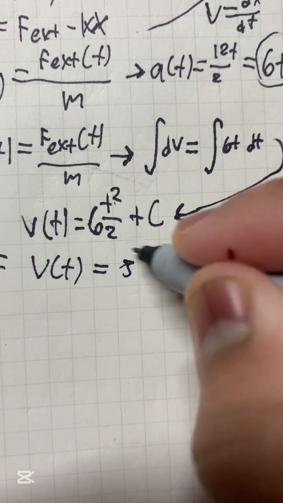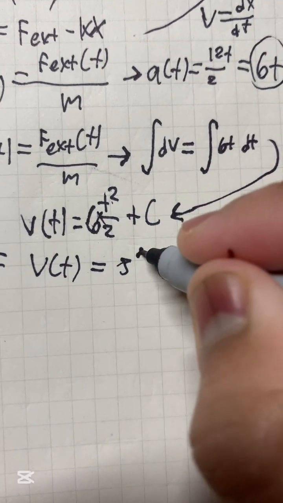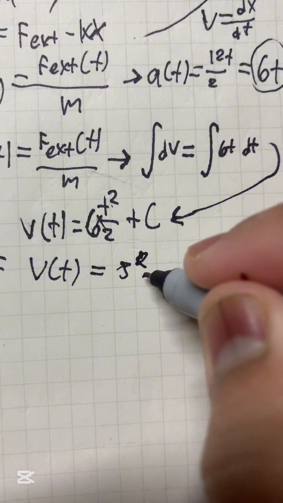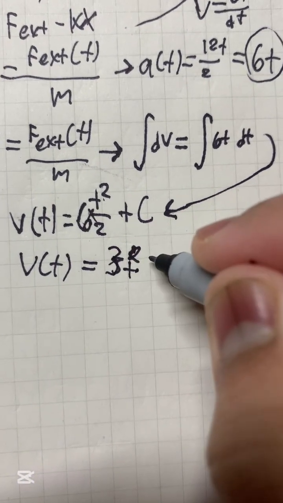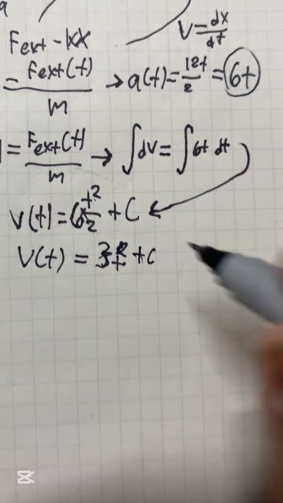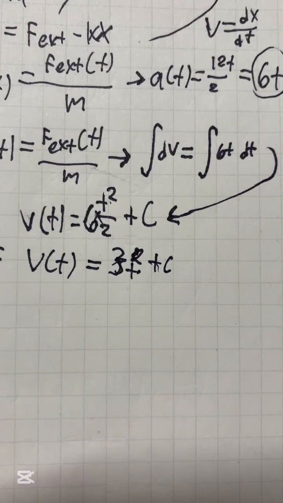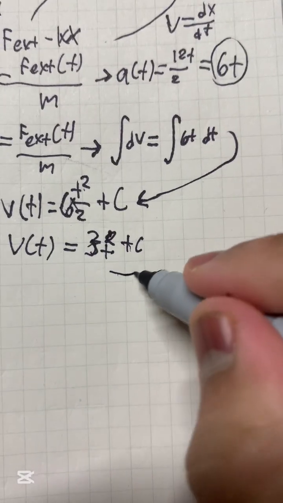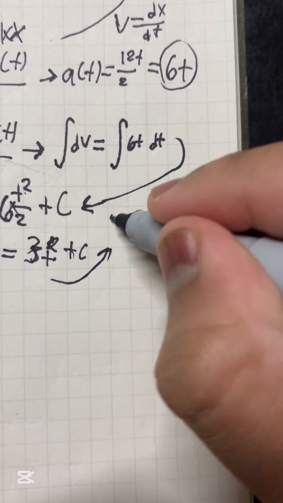3t squared plus c. Then you have to remember that at t equals 0, the block is at rest.